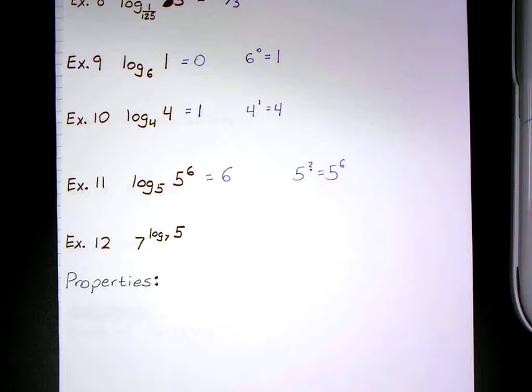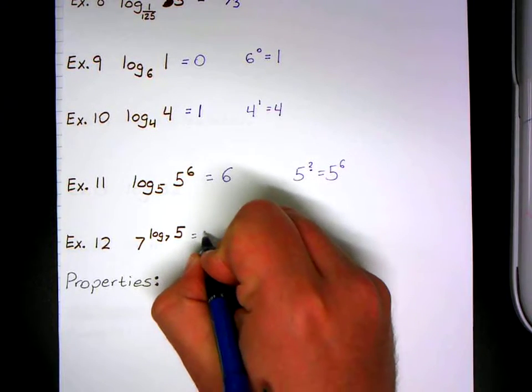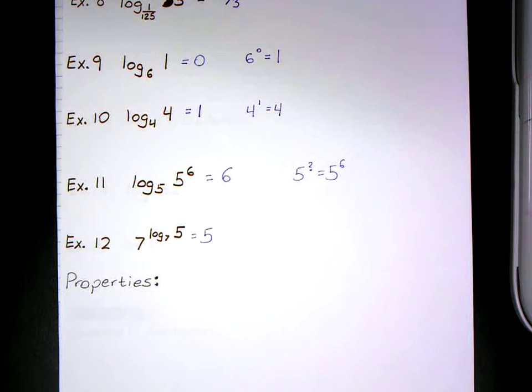Okay, now 12 takes a little bit more work. It's really easy if you try to glance over it and do it without meaning. You're like, well, the easiest answer would be 5. It is 5. But why? Yeah, the 7 and log 7 cancel out, but why?